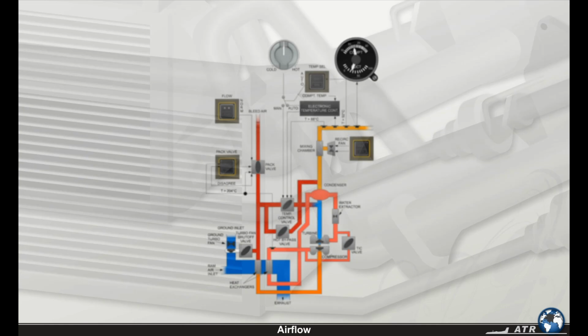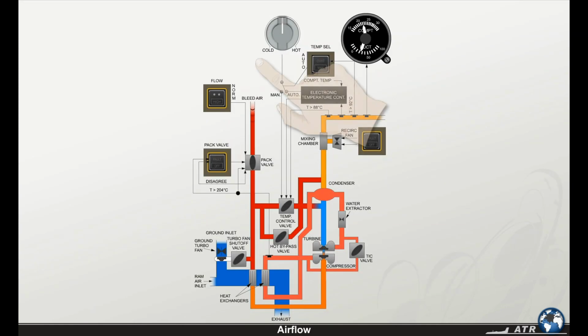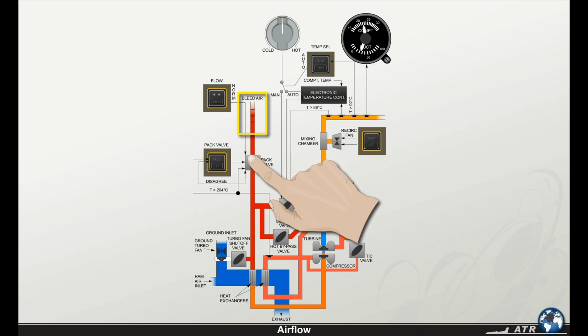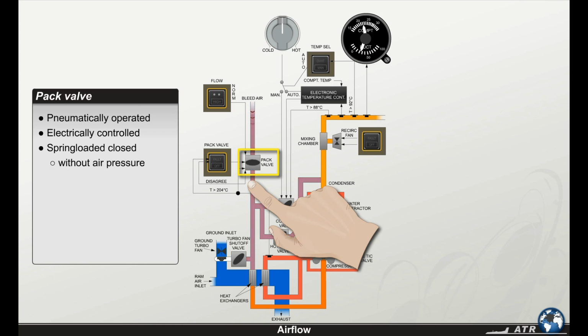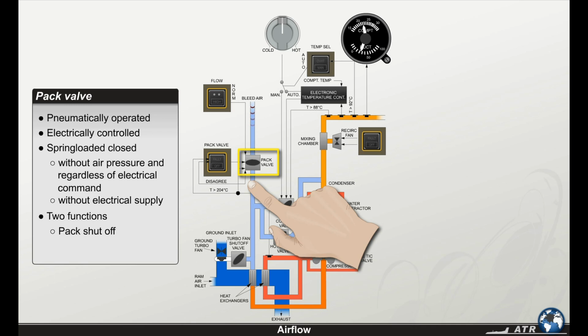Let's take a deeper look inside a pack. Hot air from the respective engine is admitted through a pack valve, which is pneumatically operated and electrically controlled. Due to its spring load, the pack valve closes without air pressure and regardless of electrical command. It also closes without electrical supply. The pack valve has 2 functions: pack shutoff and pressure and flow control.